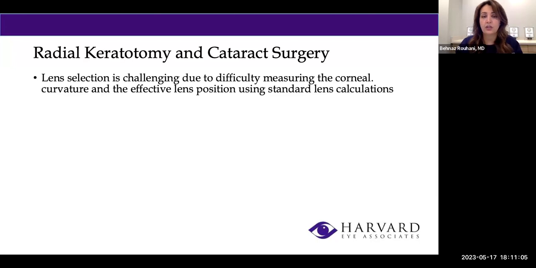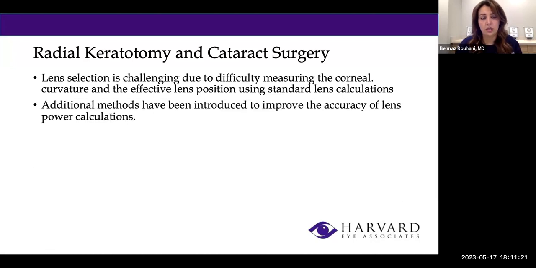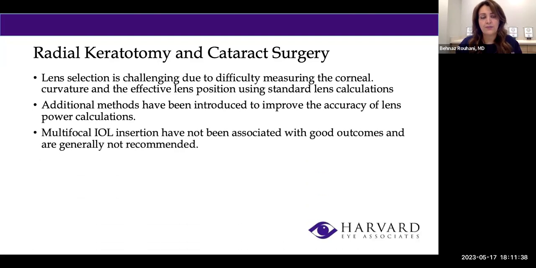Lens selection is challenging in these cases because with the standard lens calculations, we could be a little bit off, because of how these incisions can affect the curvature of the cornea and also the effective lens position, which is very important in calculations. Thankfully, there are some additional methods out there right now that can improve the accuracy, but there's always a little bit of a chance of patients having difficulty or discomfort after cataract surgery with their vision quality.